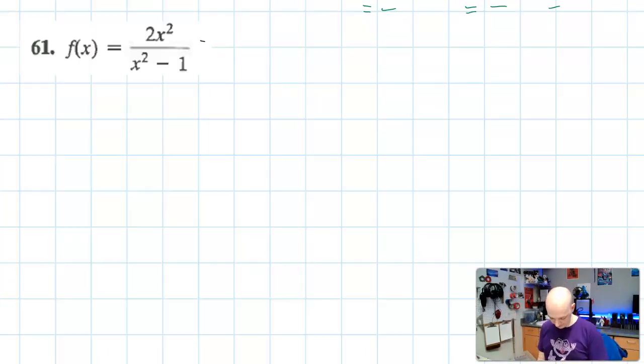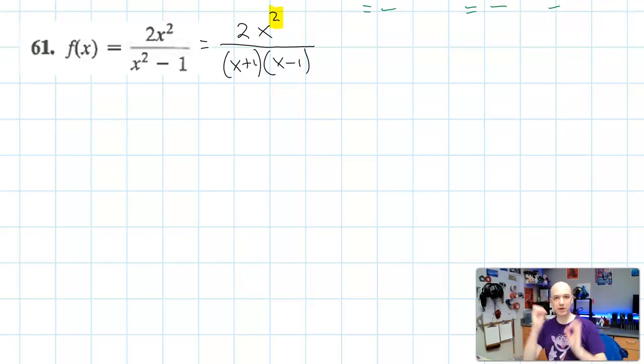On to 61. So first step is factoring. 2x squared is fully factored. The bottom is x plus 1, x minus 1. This x squared is going to change the shape of the middle piece. So that's going to be something we need to pay attention to when we make our sign chart.